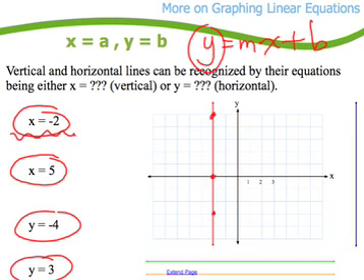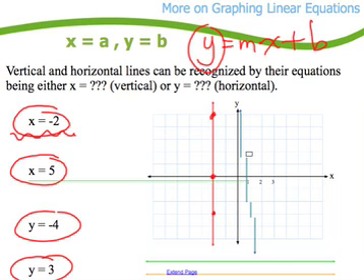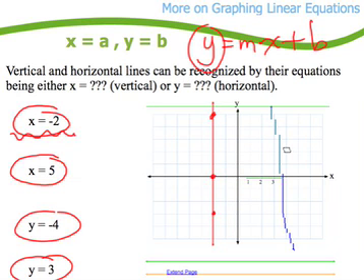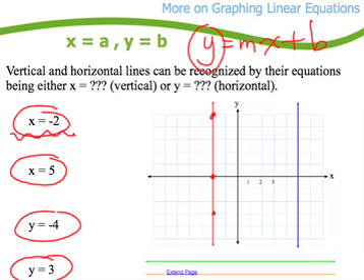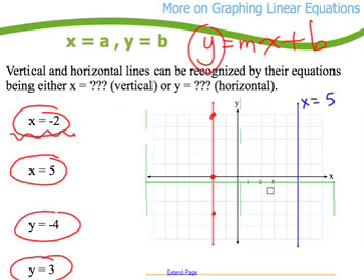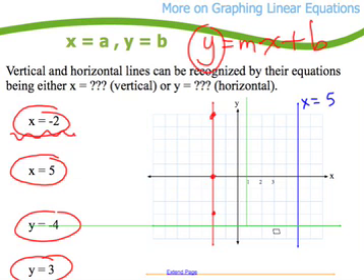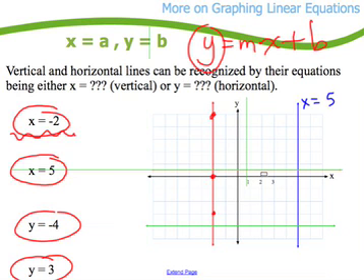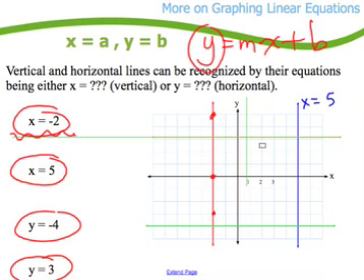Similarly, if x is equal to 5, I can say if x is 5, so here's 1, 2, 3, 4, 5 right there. That line there is x equals 5, because no matter what the y value is, x is always equal to 5. Similarly with the y ones, if I have y equals -4, there's 1, 2, 3, 4 right there. There's the line y equals -4. And this line y equals 3 would be 1, 2, 3.